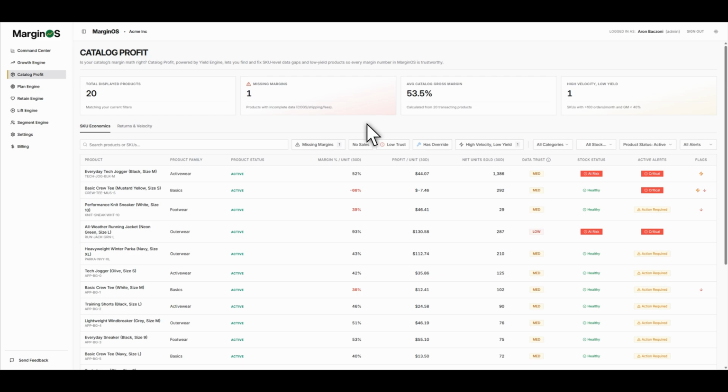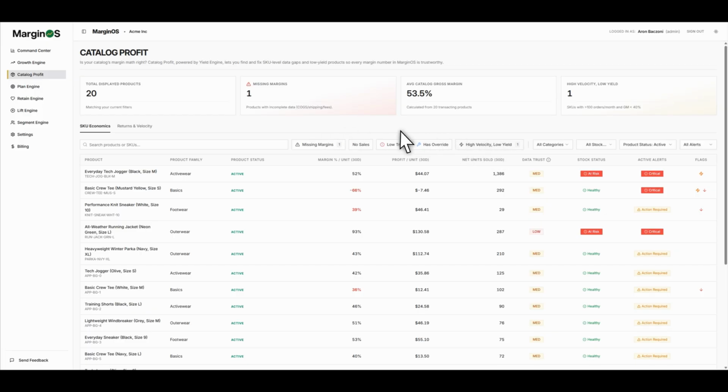It shows which products are genuinely profitable, which ones just look good on top line, and which hero SKUs are secretly low yield. It exists so finance, ops, and marketing can finally point to the same numbers instead of fighting over spreadsheets. It's where you find high-volume, low-profit SKUs to either fix or stop pushing.